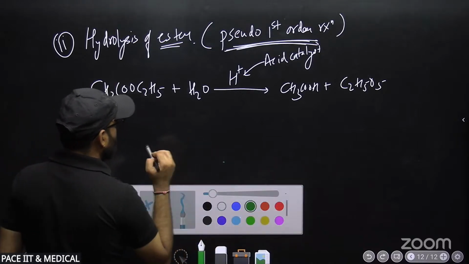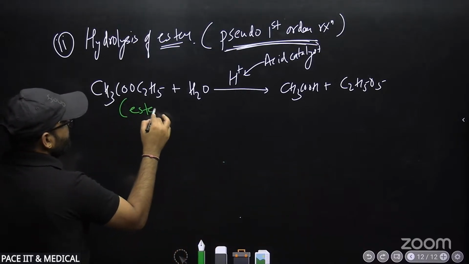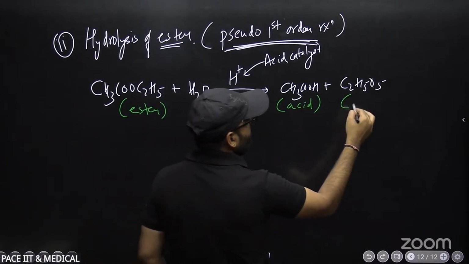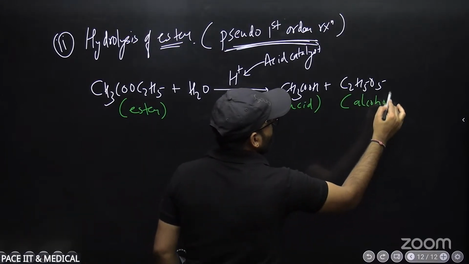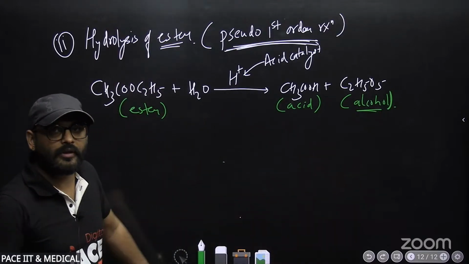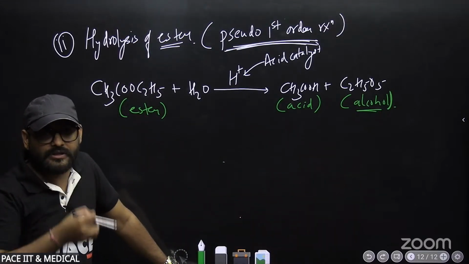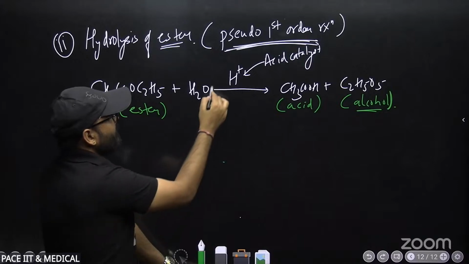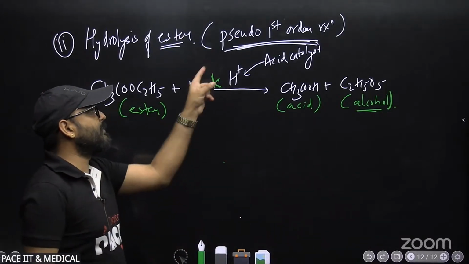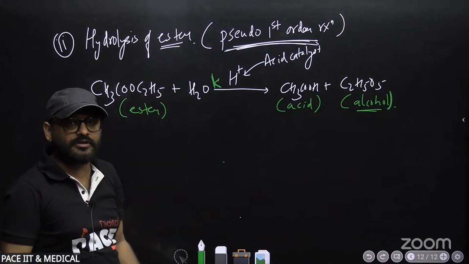This is the hydrolysis of ester. This is ester. This is acid. And this is alcohol, C2H5OH. So you have to find K of this reaction. Why pseudo? Because rate is independent of this acid catalyst concentration.